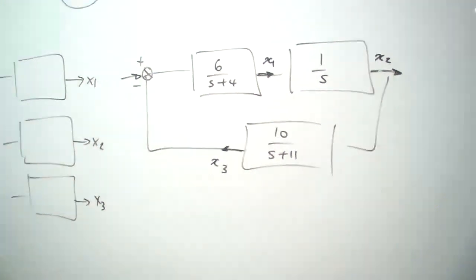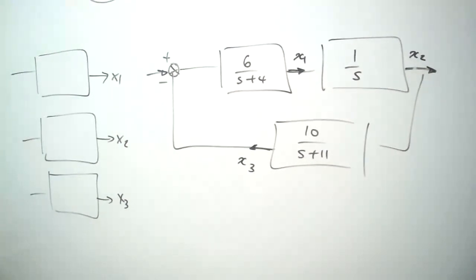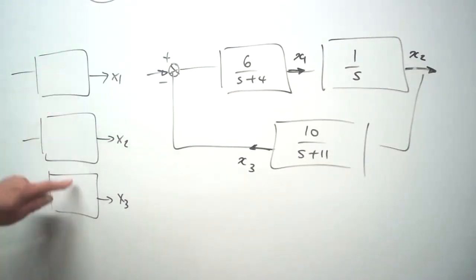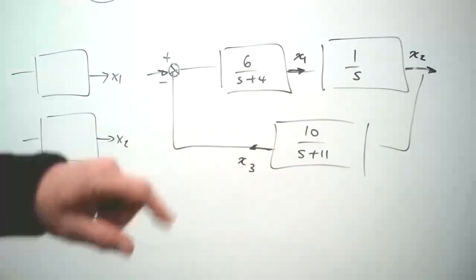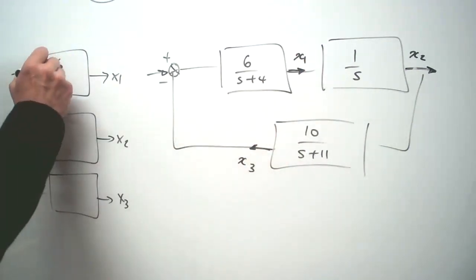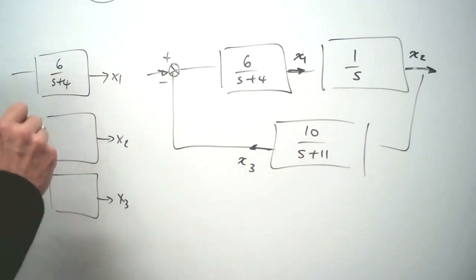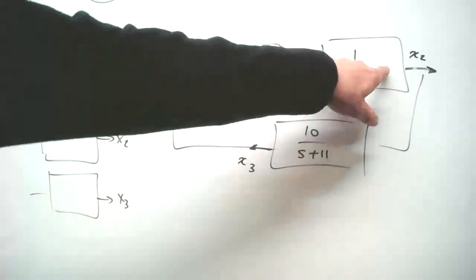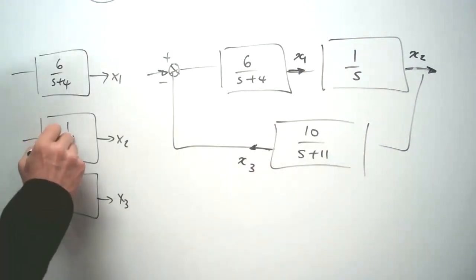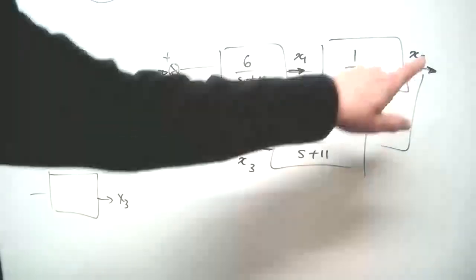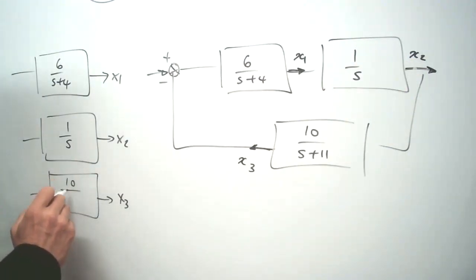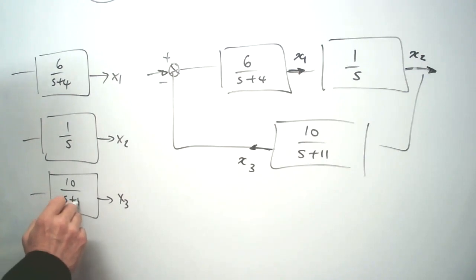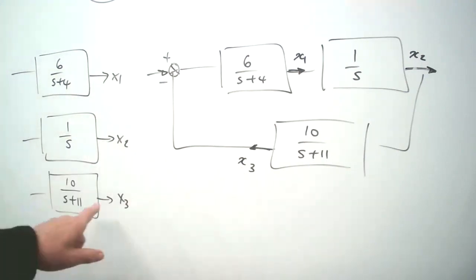So what we do now is, that's lovely, isn't it? We draw in 3 boxes, that's still 3 boxes, and then we put each of the boxes down here, so we might as well put them in the order. So there'll be 6 over s plus 4, and the output is x1. The next one is 1 over s, and the output is x2. And the next one is 10 over s plus 11, and the output is x3.